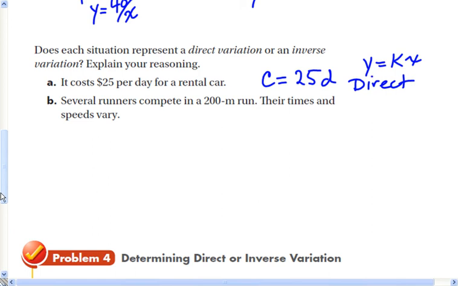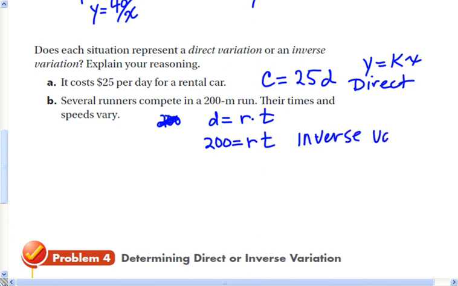And in this one, their times and speeds vary in their 200 mile per hour run. So the 200 is the constant distance, and distance equals rate times time. So 200 is equal to rate times time. So here we have a constant product. Rate times time is always equal to 200. So that's an inverse variation. All right, I'll let you try that.